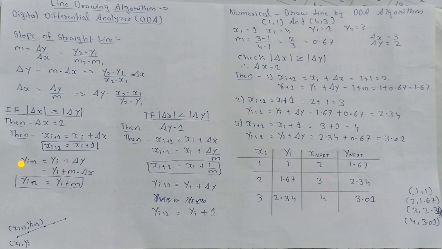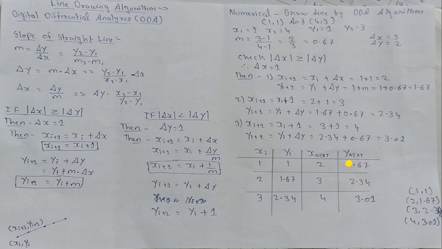To find out the yi plus 1, this is the formula: yi plus delta y. Okay, so what is yi here? 1.67. I just now told you that delta y is not 1 here, it is the slope. What is the slope value? 0.67. 1.67 plus 0.67 equal to 2.34. So this 2.34 is the yi plus 1 value.